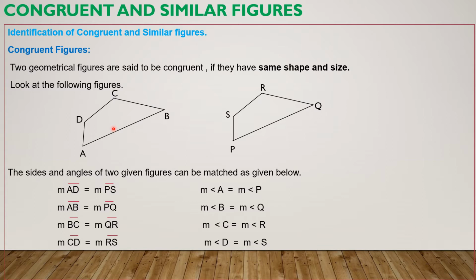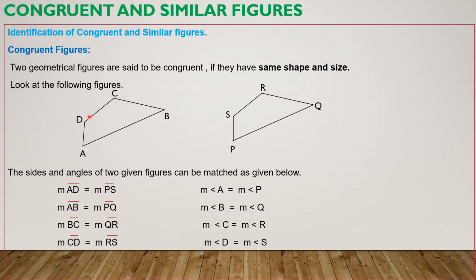All the sides of the first figure must be equal to all the sides of the second figure. All the angles of the first figure must be equal to all the angles of the second figure. It means that they have the same size. Similarly, both are quadrilaterals, meaning their shape is also the same. Got it? So these figures are called congruent figures.